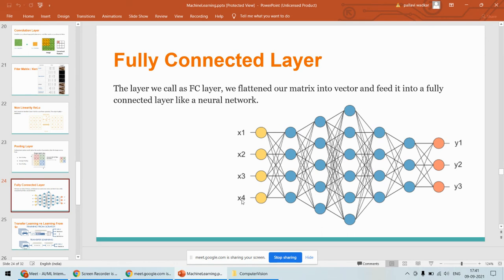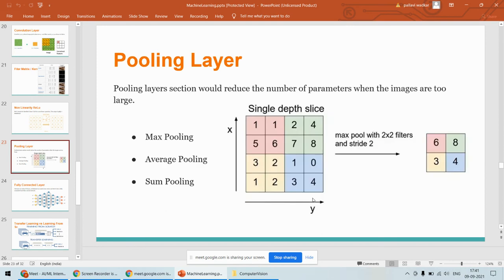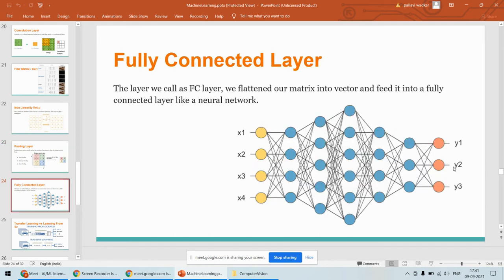Now, what will be the role of the flattening layer? The flattening layer will convert the matrix into a vector. As you see here, at the end of pooling we got this two-dimensional matrix 6 8 3 4. The job of flattening is to convert this matrix into a one-dimensional array like x1, x2, x3, x4.